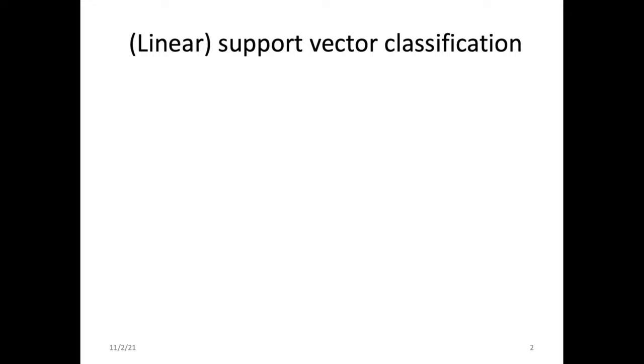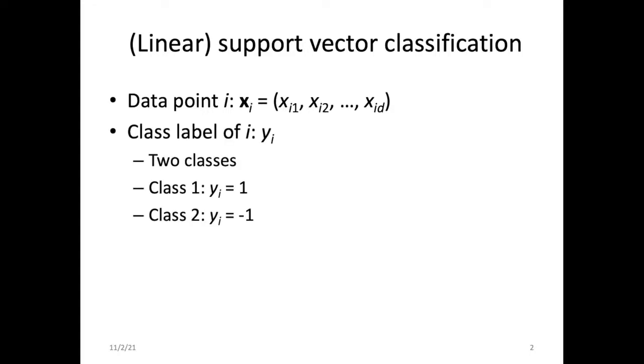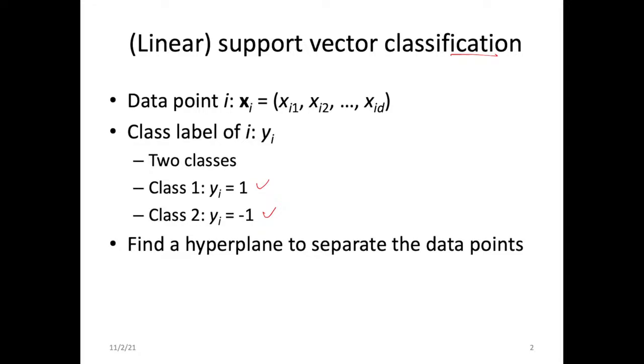First, let's talk about the linear support vector classifier. We are given a data instance xi. It has d different features. And the support vector classifier is also a binary classifier, so we have only two classes. But instead of encoding the two classes as 1 and 0, we encode them as 1 and -1. And we want to find a hyperplane to separate these data points.